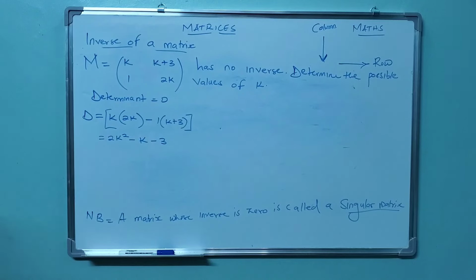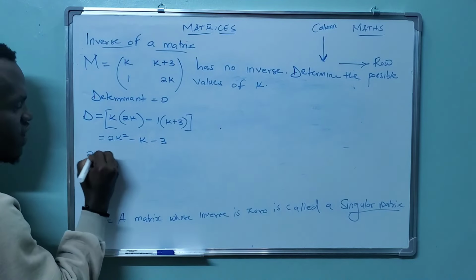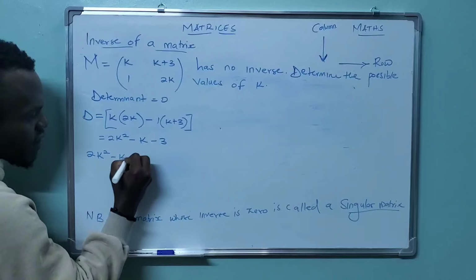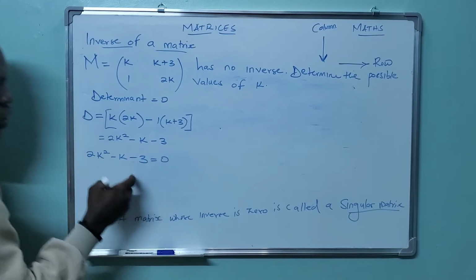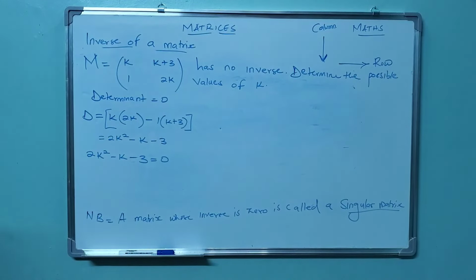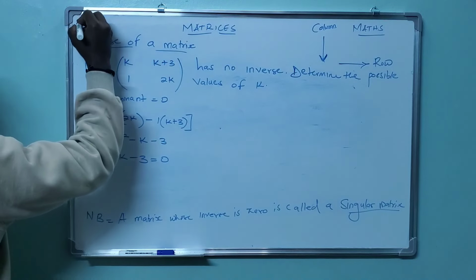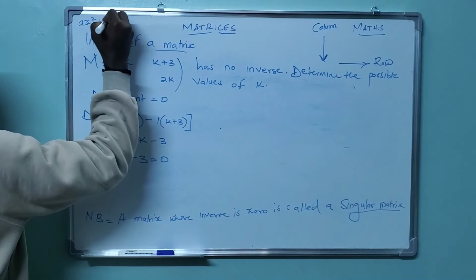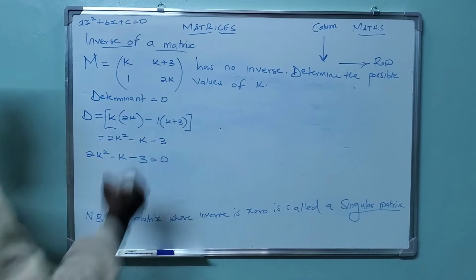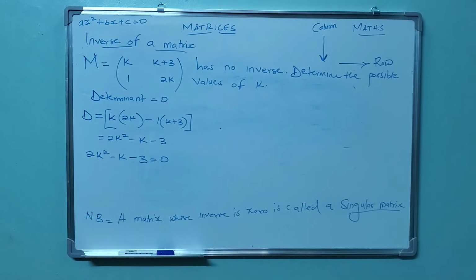Remember, we said that the determinant of a singular matrix is 0. So it means that in this case, 2K squared minus K minus 3 equals 0. This one is a quadratic equation, because remember, a quadratic equation is usually in the form of ax squared plus bx plus c equals 0, whereby a, b, and c are constants. We have 3 ways in which you can solve a quadratic equation. We have the quadratic formula, we have the completing the square method, and then we have the factorization method. In my case here, I'm going to apply the factorization method.